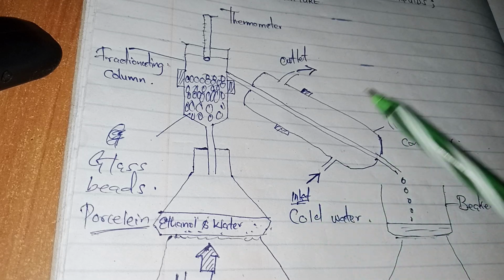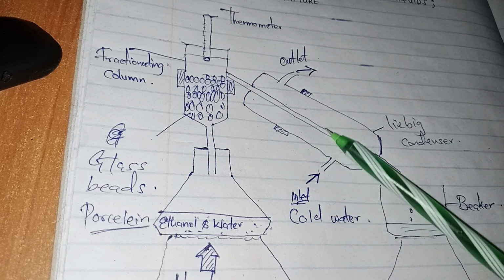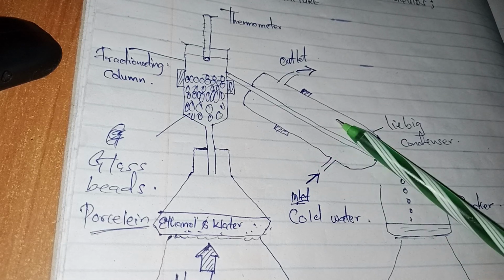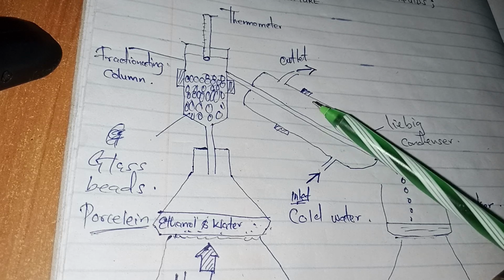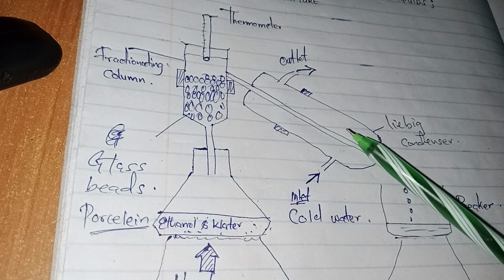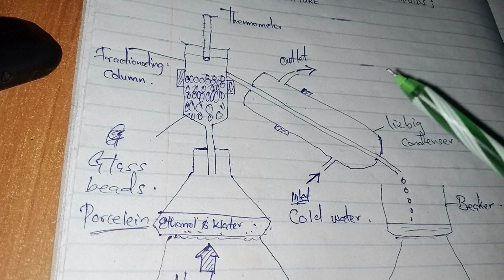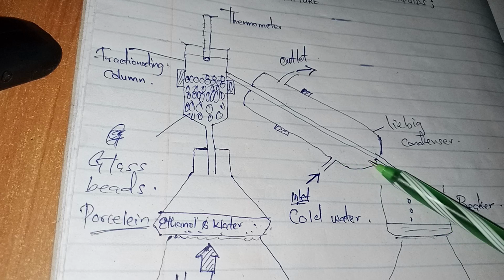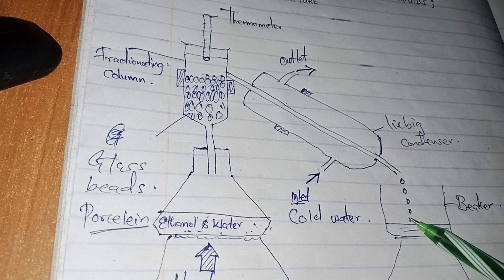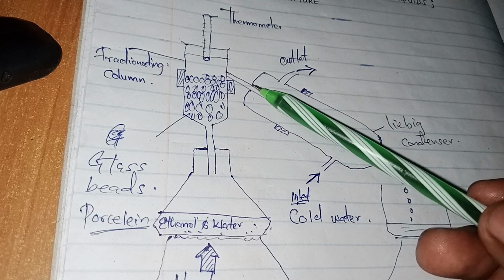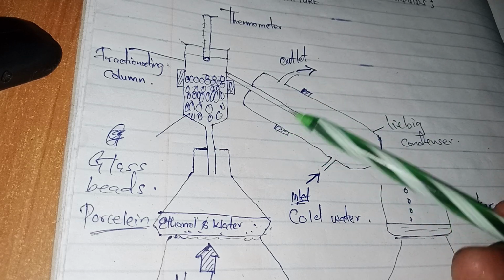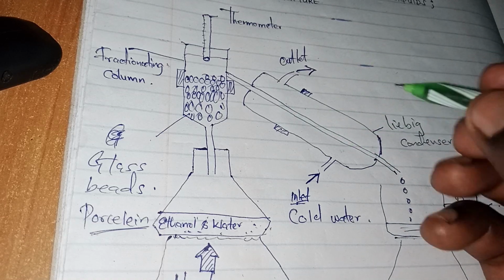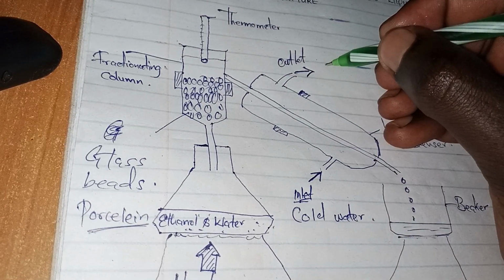Therefore, when cold water enters, there is an exchange of heat between the vapor in the tube and the cold water. The vapor in the tube will condense and come out in the form of droplets. And at the outlet, remember, because of that exchange of heat, what will be coming out is warm water.